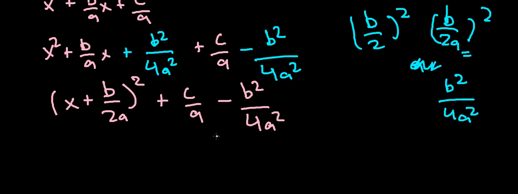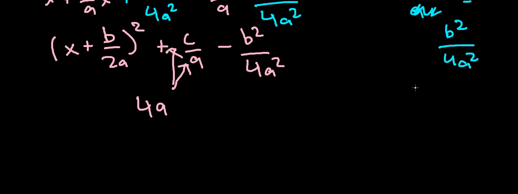Now the next thing I can do is put these over a common denominator. I want to merge the c part and this fraction into one fraction. So what I can do is multiply the top and bottom by 4a. If I multiply the top and bottom by 4a, it still makes this fraction equal, but what I'll be able to do is put these fractions together.